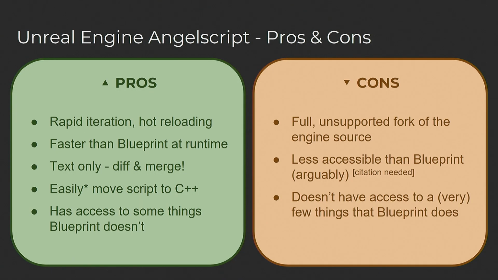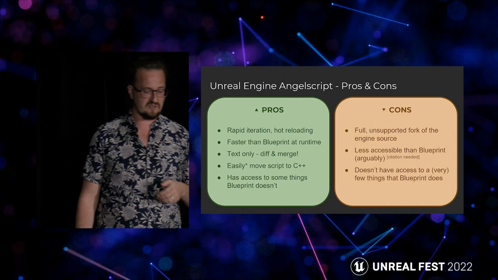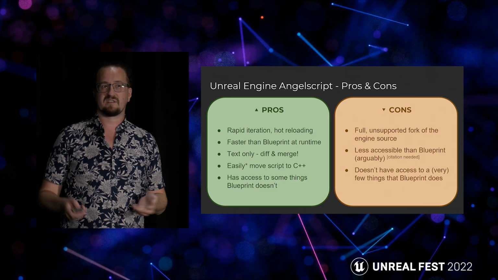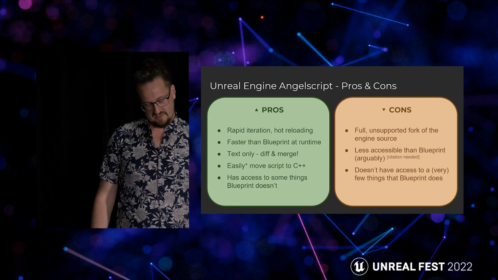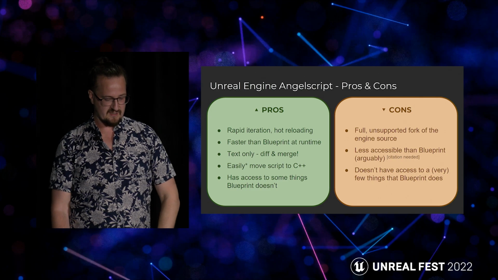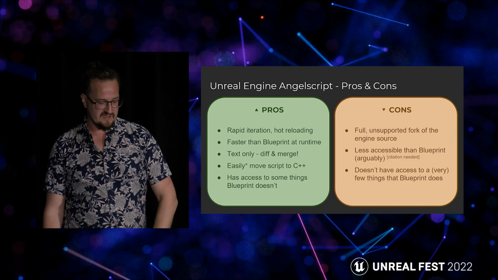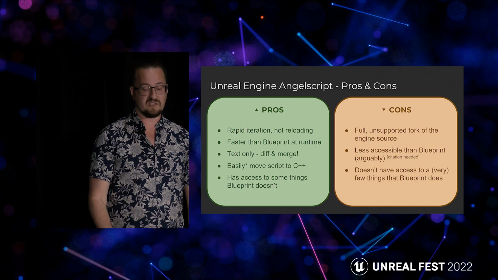But some pros and cons to that. I really like it because it's got hot reloading. It's much faster to write than C++. It is a script language, so it is lots of typing, but it's faster than Blueprint at runtime. Since it's text, you can diff it, you can merge it, you can do all those nice things that code does that Blueprint makes more difficult. You can, in most cases, copy-paste code from Angelscript into C++ if you need a speed up for it. A couple of little caveats with that, but it's very easy. And it has access to some things Blueprint doesn't.